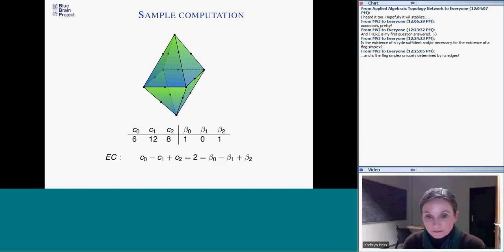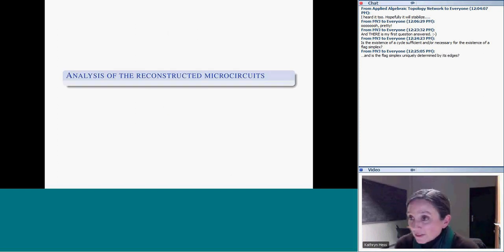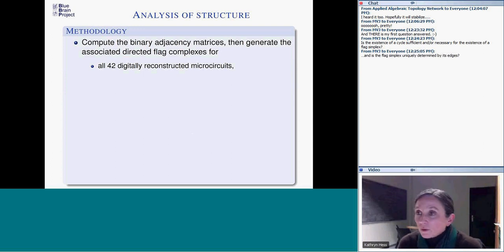Now let's talk about the microcircuits. We're going to look at the underlying directed graphs and analyze them, and see what we can say about the topology. The reconstruction is of course more than just a directed graph. There's all kinds of extra information, such as weighting, that we're completely ignoring for the time being, and we hope at some point to take this into account in further work. For the time being, we're just going to look at this as a directed graph, look at the binary adjacency matrix that gives this graph, generate the associated flag complexes, and do this for all 42 of the reconstructed microcircuits.